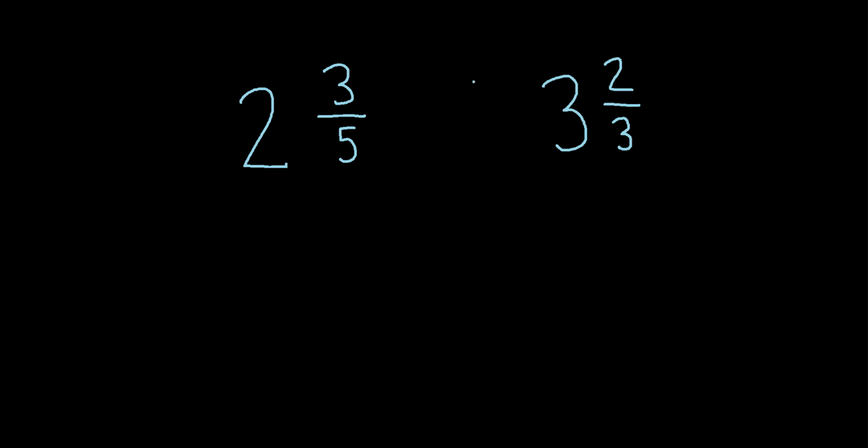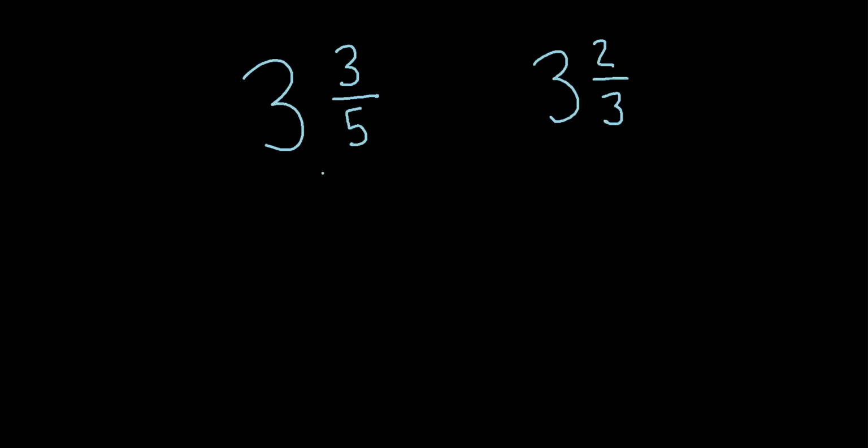So this one's pretty easy. We can just draw a greater than sign towards the 3 2/3 because 3 in something must be greater than 2 in something. So that's our final answer on that one. All right, let's try another example.